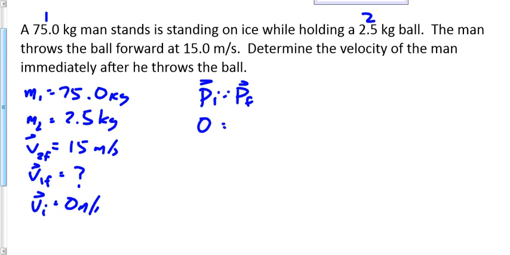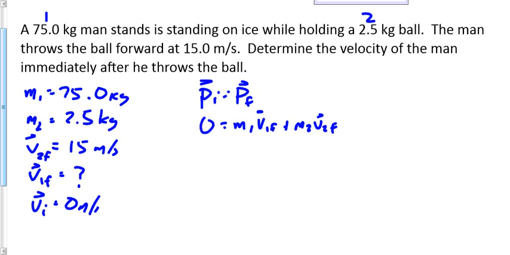We have 2 objects afterwards, M1 V1F, M2 V2F. Because if you did put in M times VI, it's 0. If this is 0, then anything times 0 is 0. So I'm going to recognize that and just put it in, save myself the bother.